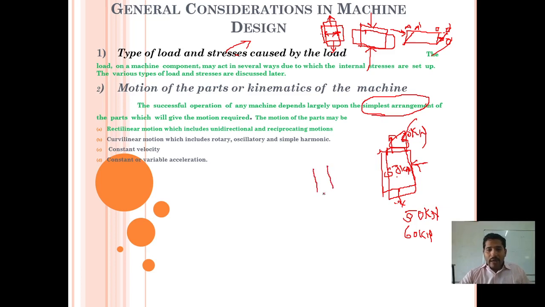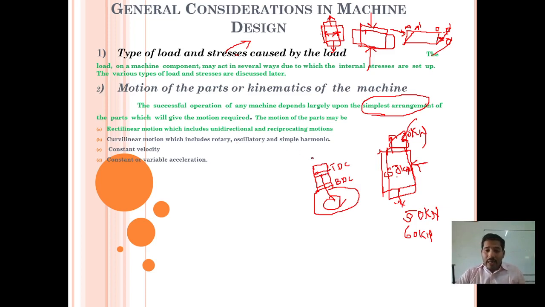I will give the same example of the cylinder. Here is the piston. This is the TDC and this here is the BDC. It moves in a circular path. Let us see. Let us say we apply rectilinear motion. Rectilinear motion includes unidirectional and reciprocating motion.